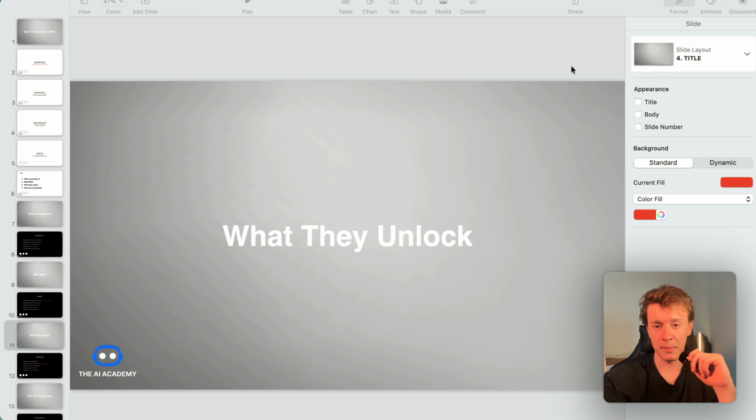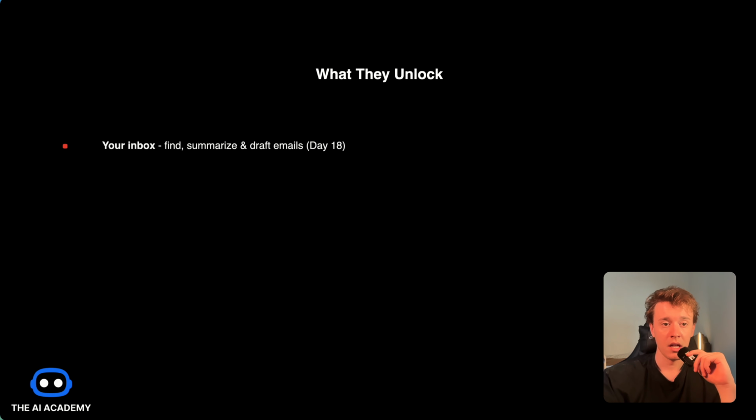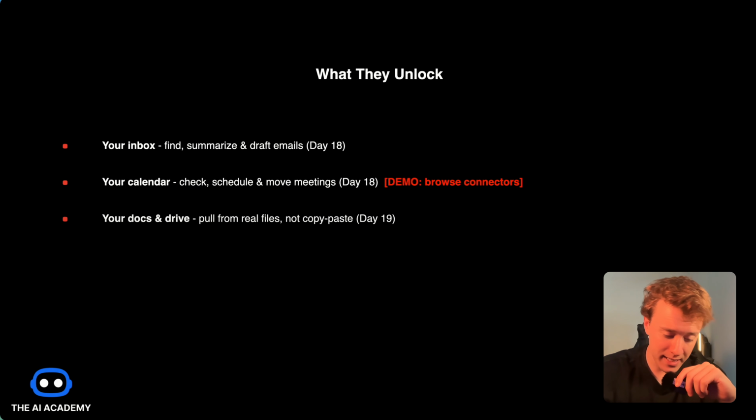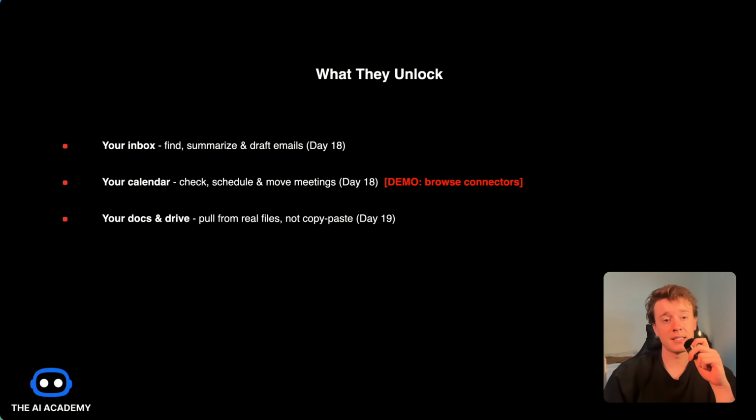And now we're going to talk quickly about what they actually unlock. So the biggest unlock I've found, and a big thing on social media that everyone wants fixed, is their inbox. They don't want to have to keep going to point zero and having to clear out their inbox every day. So in your inbox, you can find, summarize, and draft emails. We'll talk about this on day 18.